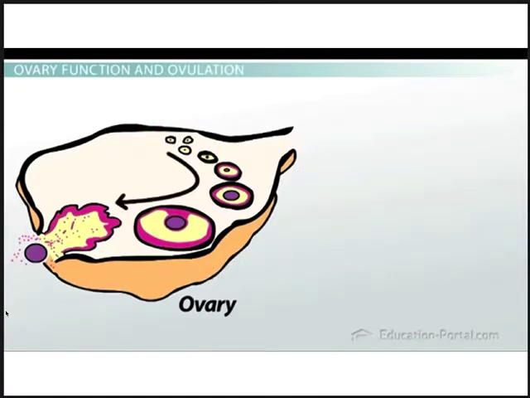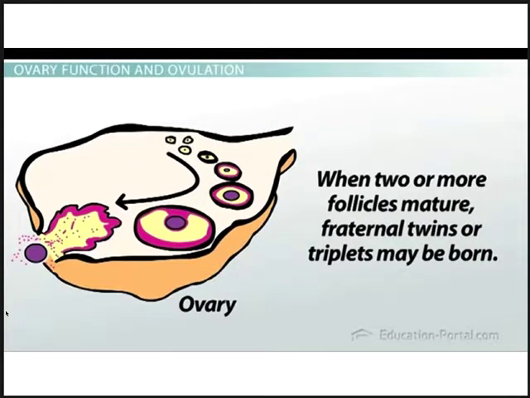Usually, some of the developing oocytes will degenerate and only leave one follicle that will mature, but every once in a while, 2 or even more follicles will mature. In these cases, fraternal twins or triplets that are genetically distinct may be born.